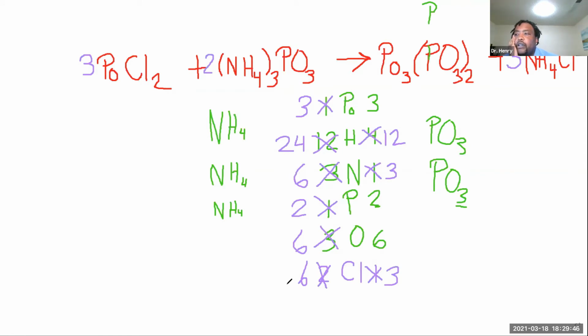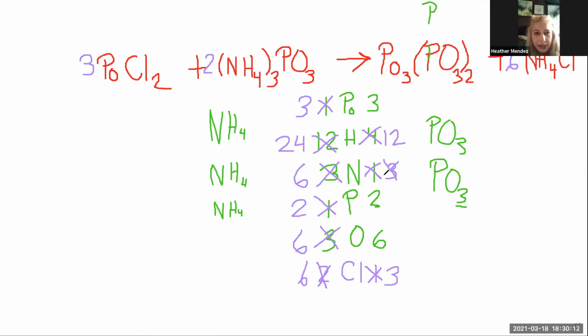nitrogens aren't and my chlorines aren't. So what do I need to do now? The 6 on the product side, I need to replace that 3 with the 6 now, maybe. Wait, yeah, that equals 6. Perfect. Okay, so we put a 6 there.